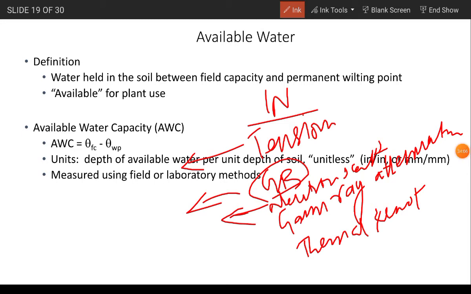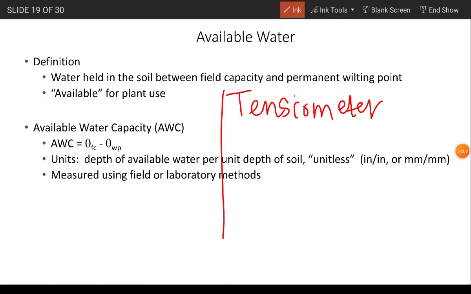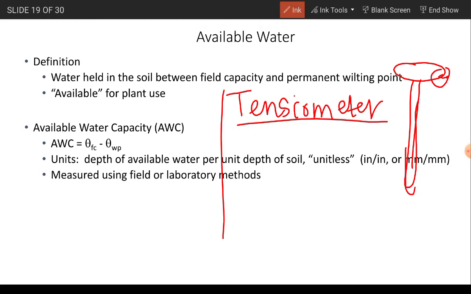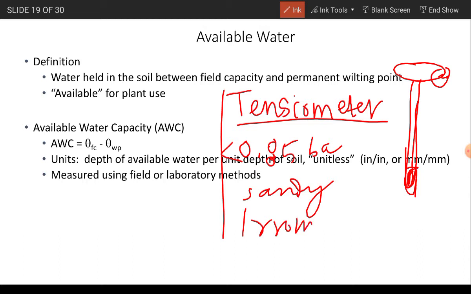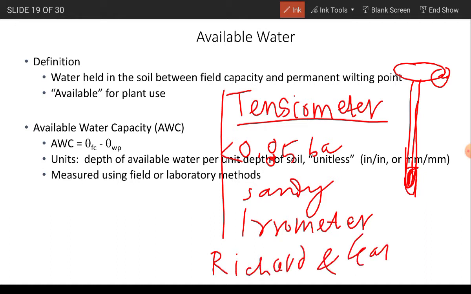You all know the tensiometer is a tube where a pressure gauge is attached, where the tension can be measured. This is a porous plate. Tension below 0.85 bars in sandy soil, it is suitable. It is also called an aerometer. It was developed by Richards and Gardner. This is all about the tensiometer.